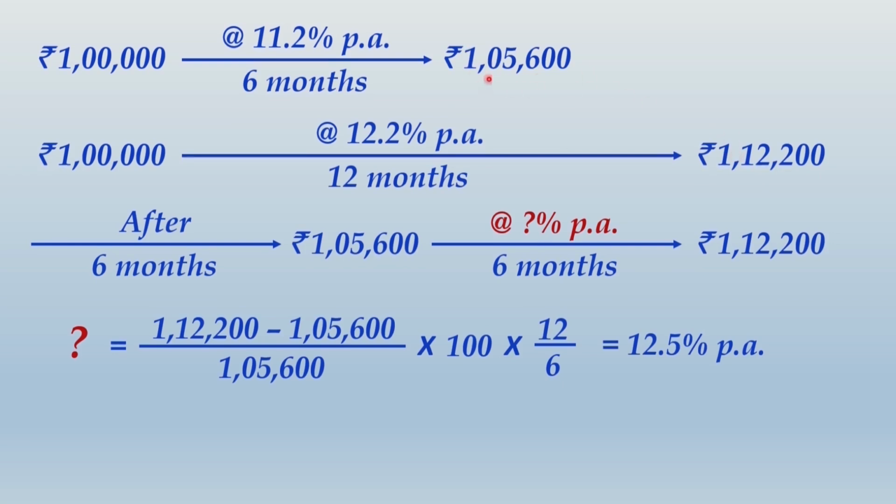So both of these in terms of future value are at parity. That means this future value, which is a value after 6 months, must become 1,12,200 after another 6 months. That means if you invest 1,05,600 for a period of 6 months, after 6 months from now, at some interest rate, it would become 1,12,200. So what should be that interest rate? That is what we have logically calculated over here.